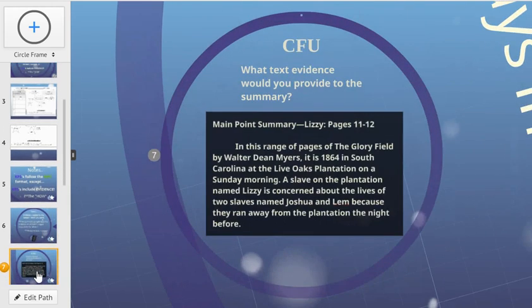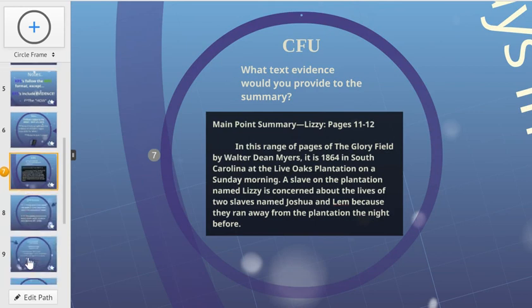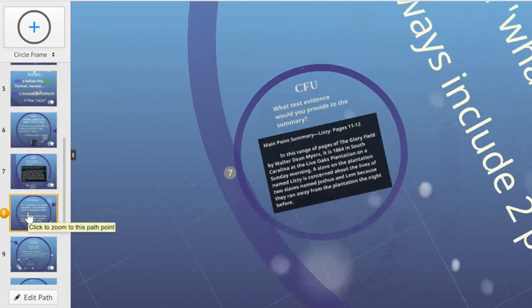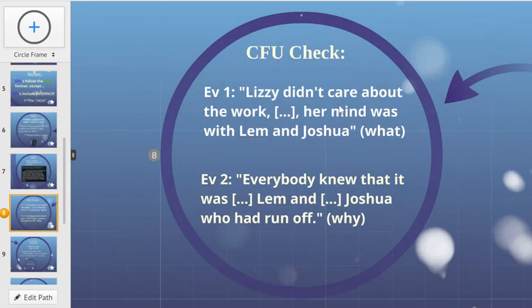So this was the main point summary that we did from the first lesson, as a model. And what I want to do is try to support the fact that Lizzie was concerned. So what I did was, when I went back into that chapter on those pages, this text evidence here is what led me there, because when a person doesn't really care about anything else but people, that told me that this person must be concerned. They must be worried. Those were words that came to mind. So I put it in my own words, but they both mean the same thing.